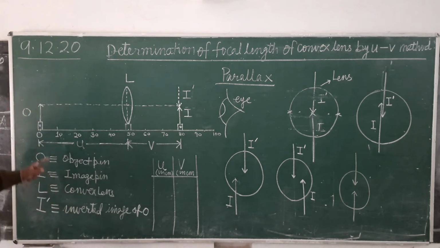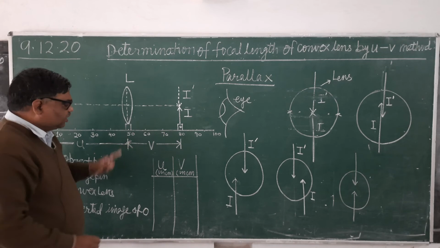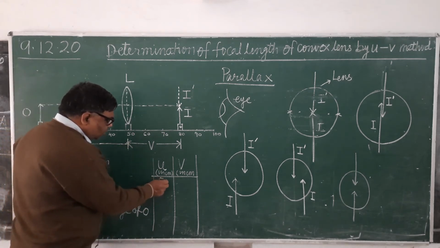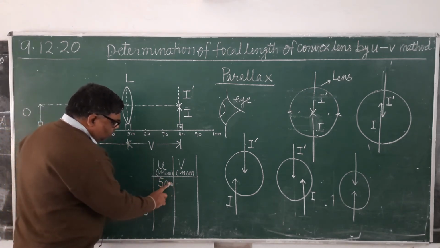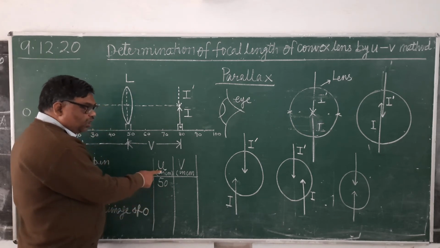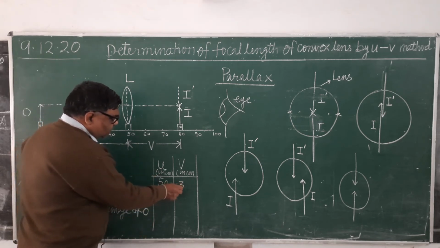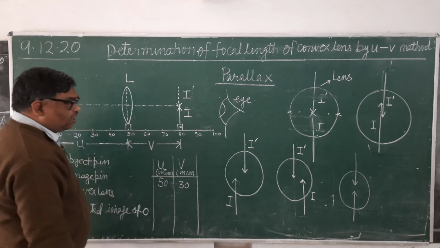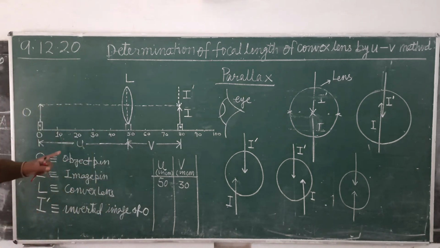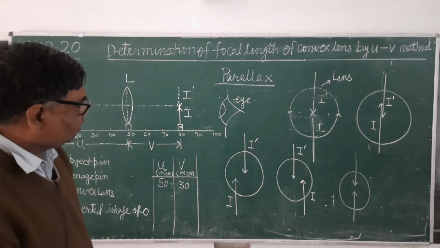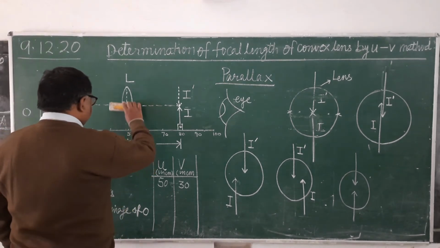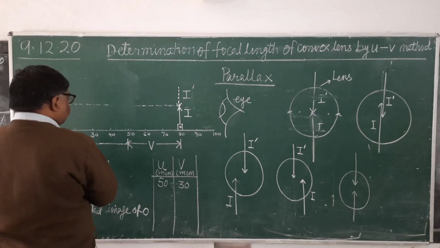Here I have noted u as 50 centimeter and v as 80 minus 50, that is 30 centimeter. 50 centimeter, only 50 you write because the unit you have already written here, and this is 30. Then you will find out the value of v for some different value of u. Suppose now it is given that take u equals 40 centimeter.